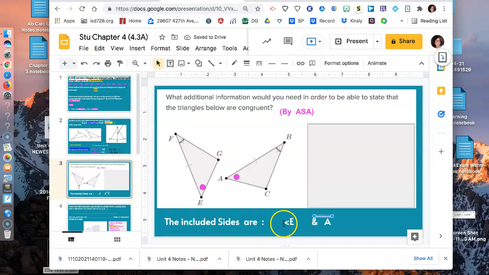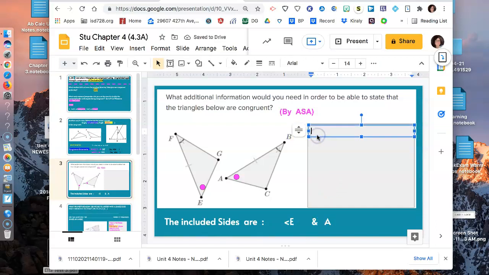Oh, this one says the included sides are. Sorry, I didn't read that question. Let's go back up here and let's type in this box what additional piece we need. All right, I like my favorite. Let me get a nice color.